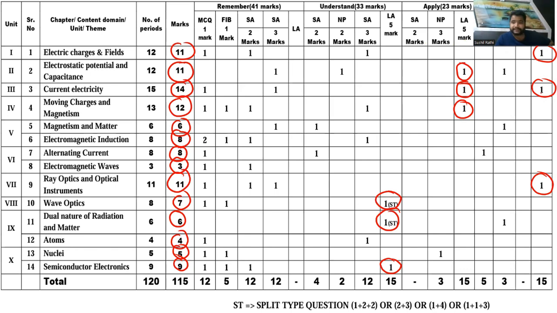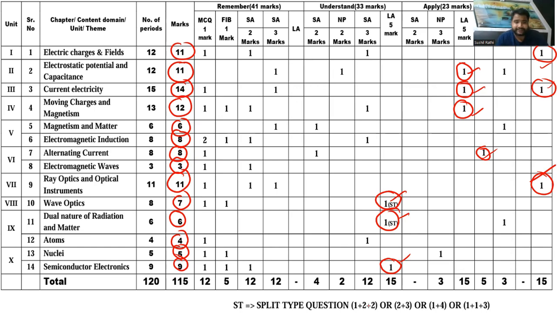They have asked from current electricity, and you can see that they're asking from alternating current too. So 4 numericals are done here, and out of these 4 you have to attempt 2. 6 derivations are done here, out of which you have to attempt 3. Now, my dear students, this is not certain that the derivations and numericals are going to come from this chapter.